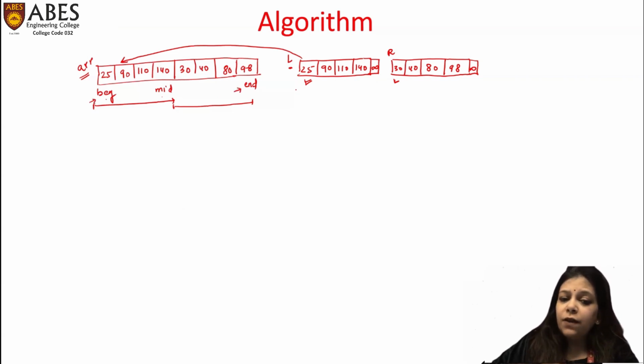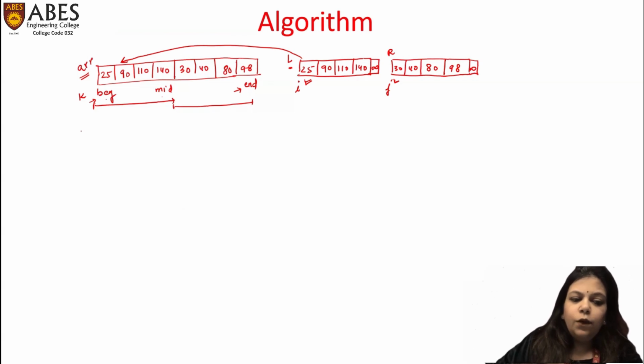So here we will need three variables. One is I for storing the index of L. Another one is J for storing the index of R. And another one is K for storing the index of ARR, right?